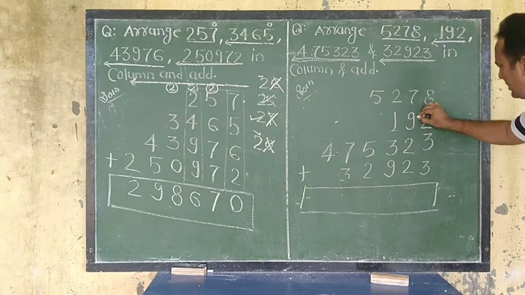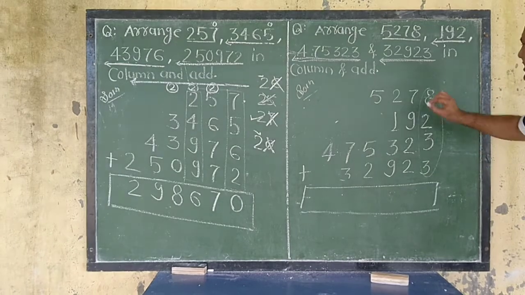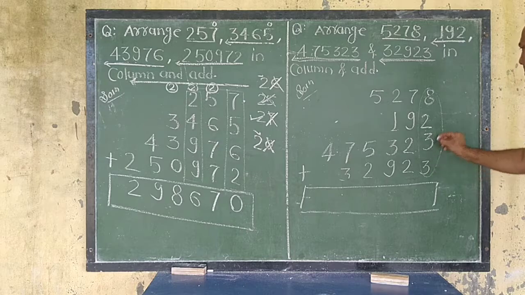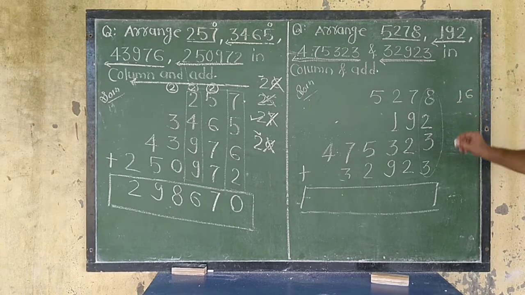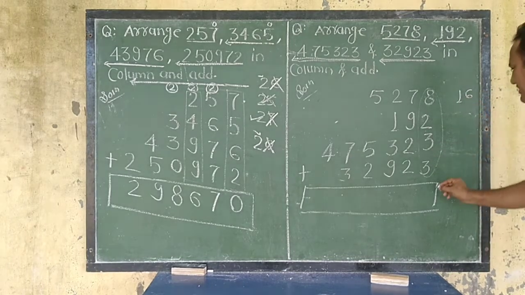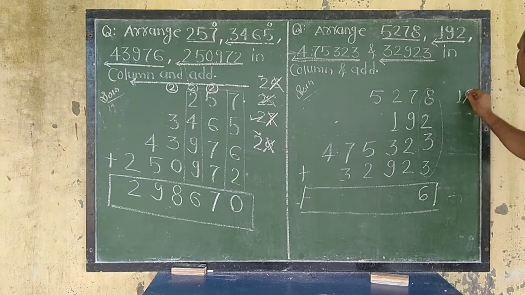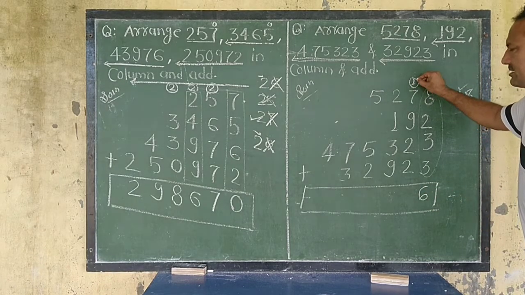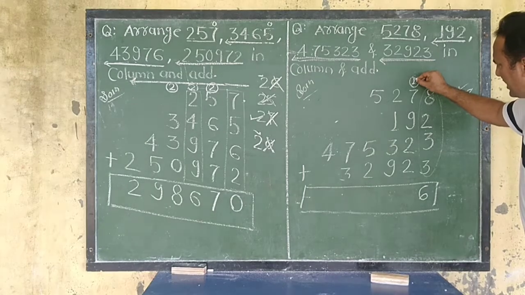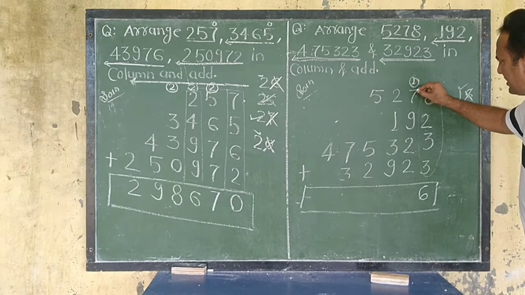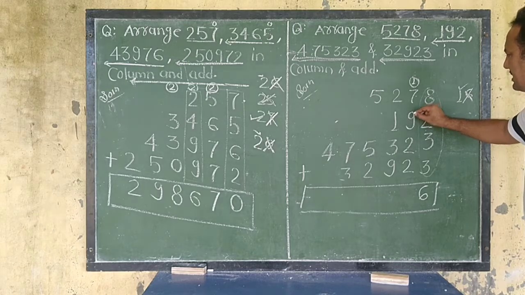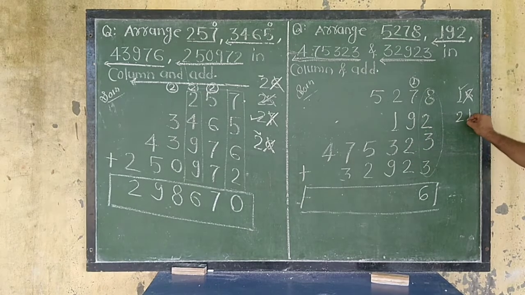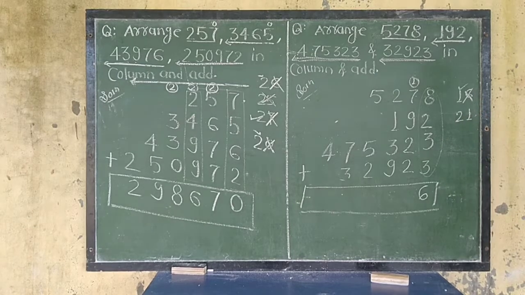Then add all the ones digits. 8 plus 2, 10. 10 plus 3, 13. 13 plus 3, 16. 16 is a double-digit number. Then write the ones digit 6 here and carry this 1 here. Add the carry and encircle the carry at first. 1 plus 7, 8. 8 plus 9, 17. 17 plus 2, 19. 19 plus 2, 21. Again we get a double digit here.